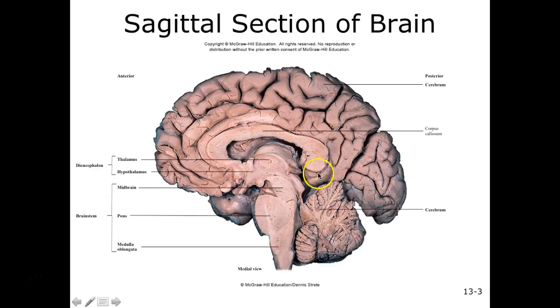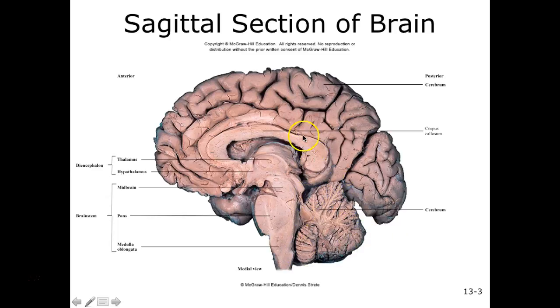You can also see your pineal gland here. We'll see if we get lucky in lab if we can find one. You can see your brainstem here. That's this main mass. Here's your midbrain. Here's your pons. And below this area is your medulla oblongata. And this would be your little brain, the cerebellum.